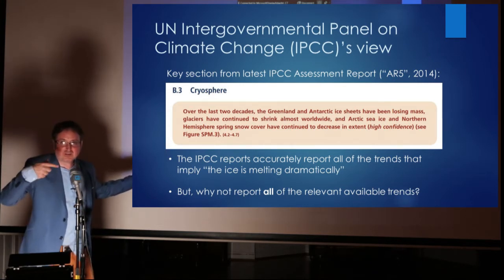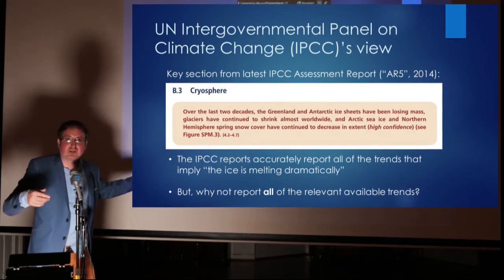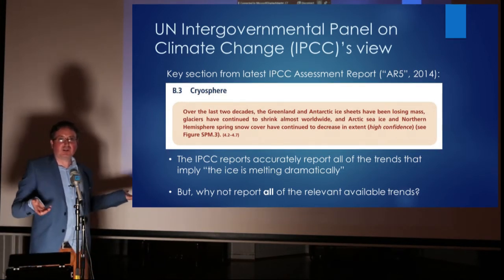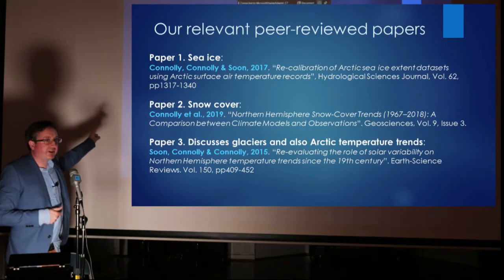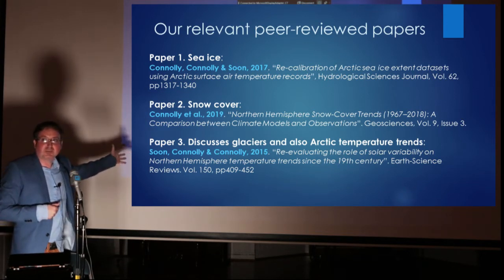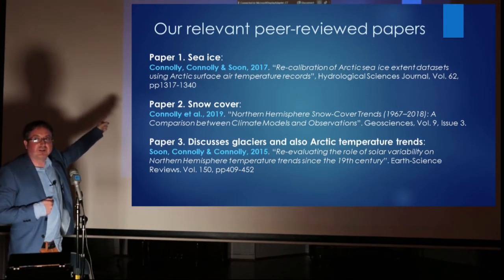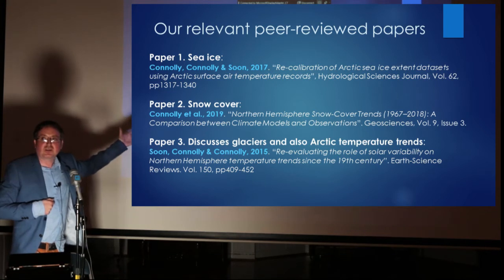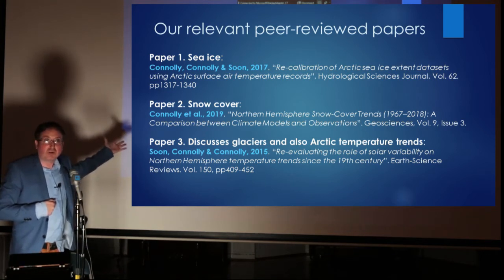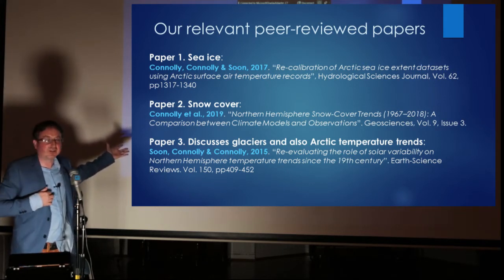So in this short presentation, I'm going to look at what we do know about the cryosphere. Next slide. This is based on three papers that we have published in the peer-reviewed literature. The first one that I'm going to talk about is on sea ice. We published that in 2017 in Hydrological Sciences Journal, and it's a reconstruction of Arctic sea ice back as far as we could go, which is 1901. You should go back as far as you could go.